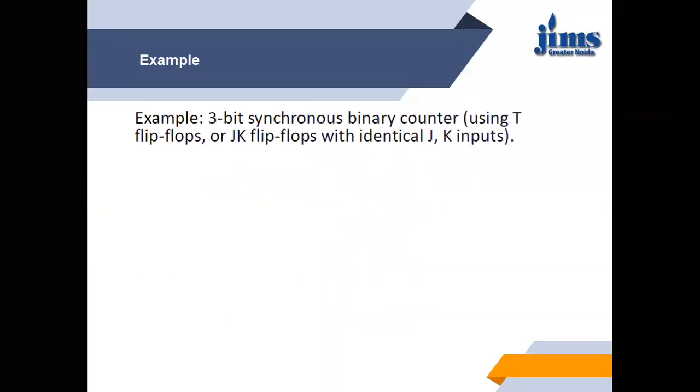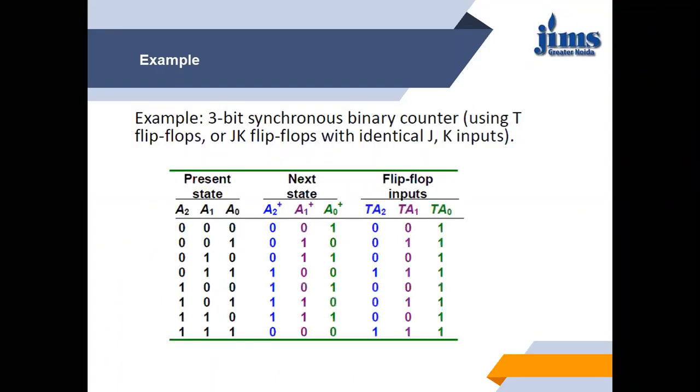Further, we can take another example. Suppose we have to design a 3-bit synchronous binary counter. A binary counter will follow a binary sequence using T flip-flop or JK flip-flop, as JK flip-flop is identical to T flip-flop. If J equals K, then it will act as a T flip-flop. So we'll start with the same procedure.